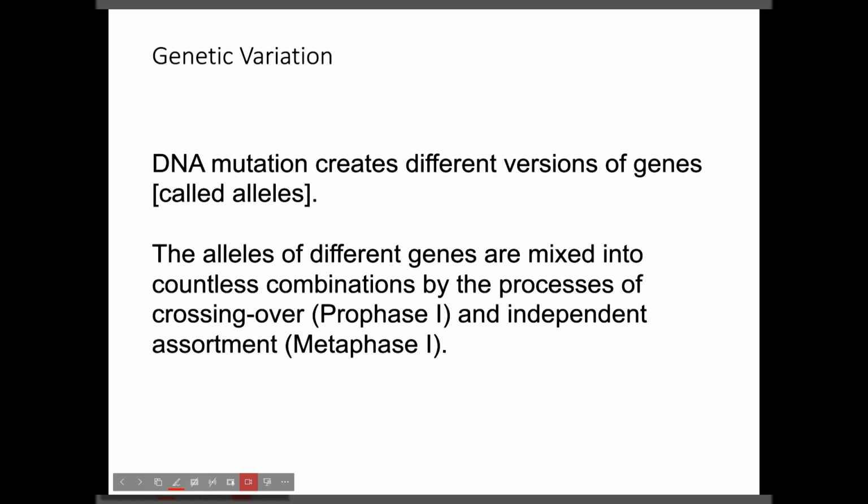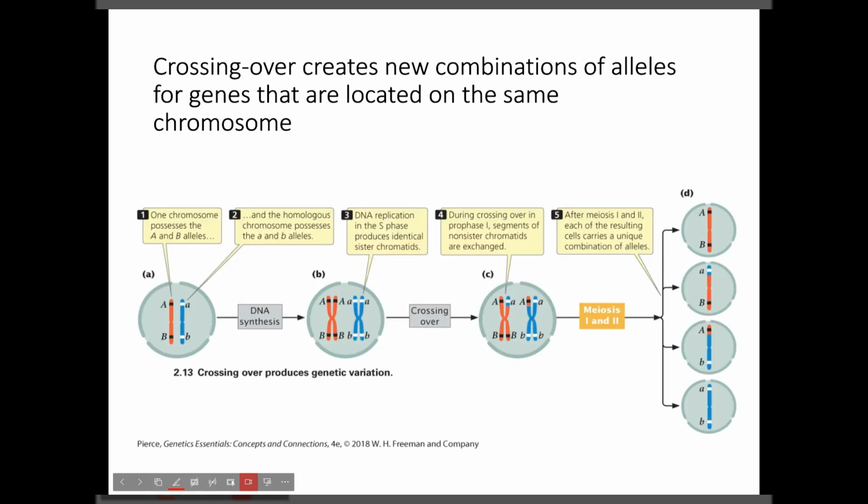But no matter where the mutations are or how the mutations are caused, mutation creates different versions of genes that we call alleles. And the alleles of the different genes are recombined into many combinations by the process of crossing over, which happens in prophase 1 of meiosis, and then something called independent assortment, which is primarily associated with metaphase 1. So briefly, we're going to look at crossing over.